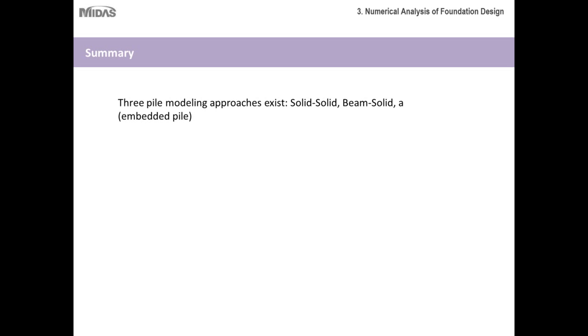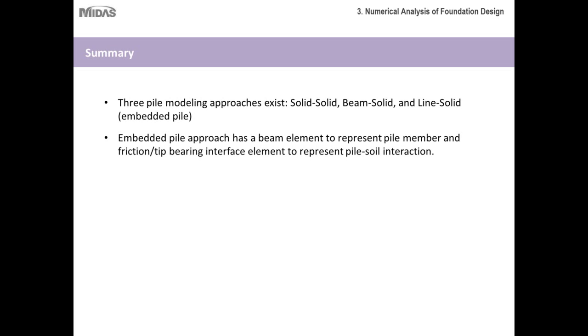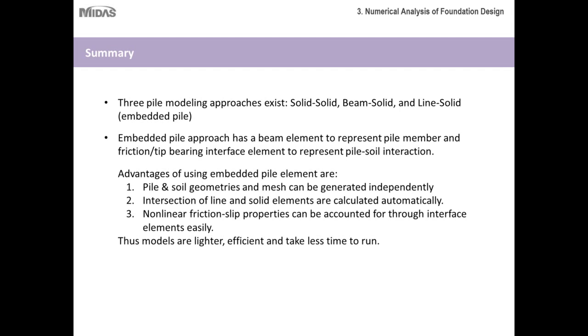So this brings us to the summary of chapter 3. There are 3 pile modeling approaches: solid-solid, beam-solid, and line-solid. The line-solid approach is also known as the embedded pile approach, which uses a special type of element called an embedded pile. The embedded pile approach has a beam element to represent the pile member and a friction or tip bearing interface element to represent the pile soil interaction.